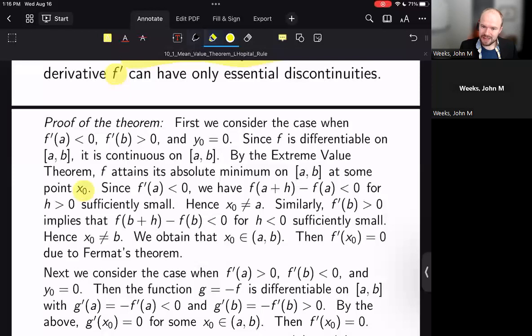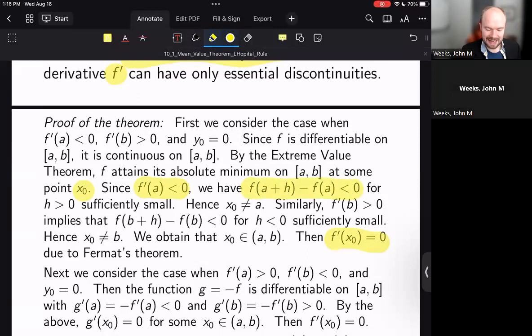So let's see if we can deal with the fact that f prime is not continuous and see if we can show that it's still the case that f prime of this x naught is equal to 0. That's going to be our goal. Well, f prime of a is less than 0. So whenever h is sufficiently small, it is definitely the case that f of a plus h minus f of a is less than 0. Our function is decreasing toward this point.